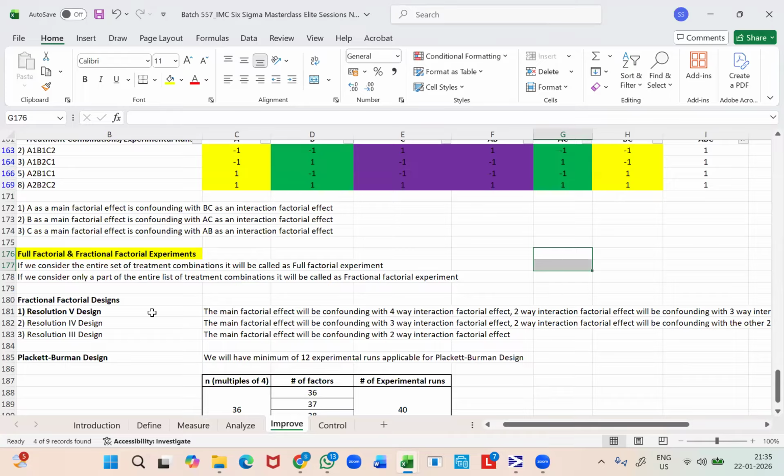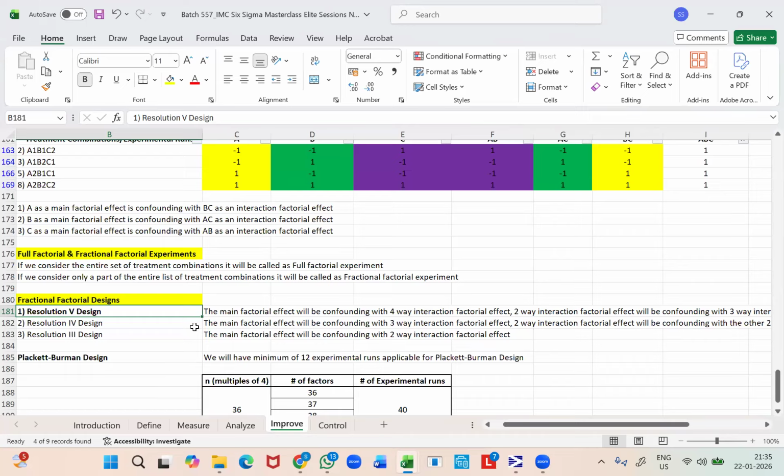One fractional factorial design is the resolution 5 design, and the other is the Plackett-Burman design. So let us first look at the resolution 5 design, and then we will see the Plackett-Burman design. We're not going to go deep into this. Since there will be a couple of questions on this, I'm just giving you a piece of information with regard to these fractional factorial designs. In case of resolution 5 design, as the name itself suggests, we will have 5 experimental factors considered for the experiment.